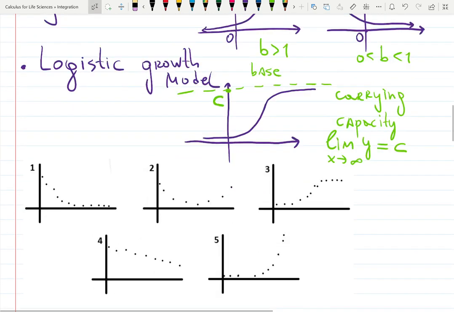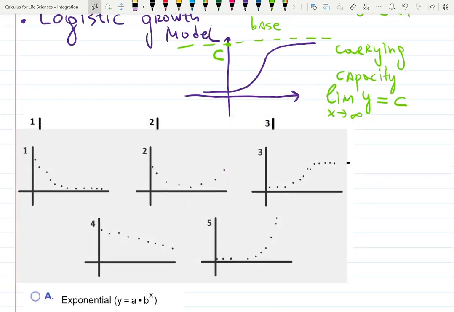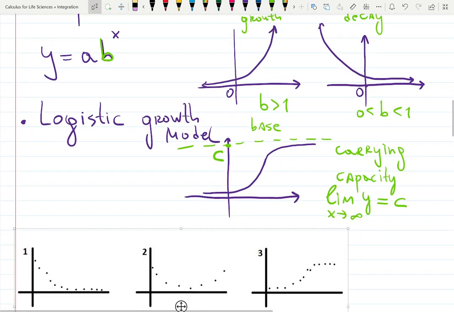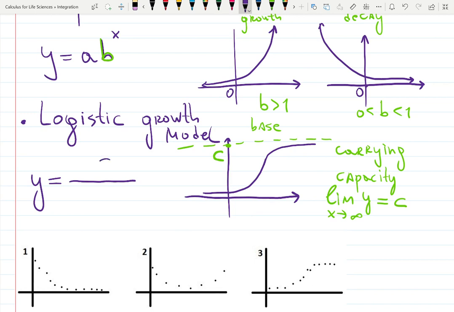Depends on the book, actually. So, what was the formula for that? And this is the formula none of you remember, I'm pretty sure, because the formula was complicated. I even told you that I will not require you to memorize it, and I will give it to you on a test. C over 1 plus a e to the minus bx. This was the formula.